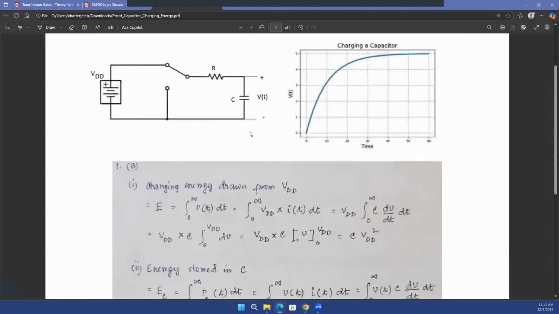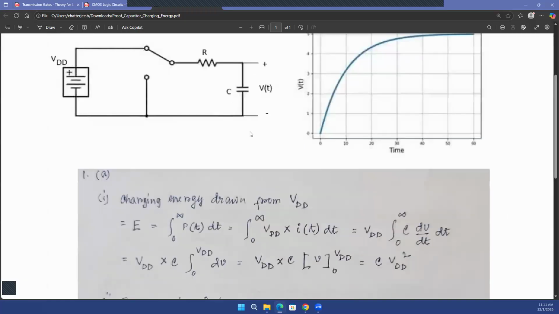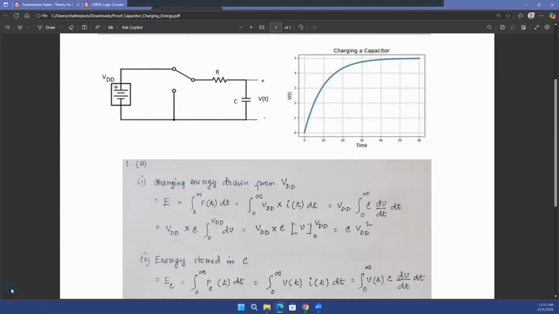So if you try to derive that equation, let's say first you want to derive what is the amount of energy that gets drawn from VDD as you're trying to charge that capacitor. So from VDD, you'll draw some amount of energy as you're trying to charge the capacitor. That energy is going to be the integration of the power over a particular amount of time, right? Power multiplied with time is equal to energy. Now, how would you define power? Power is voltage multiplied with current. Again, something that all of you know. So integration of VDD times current times dt.